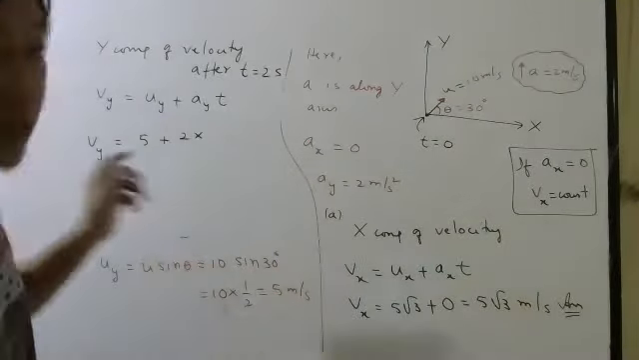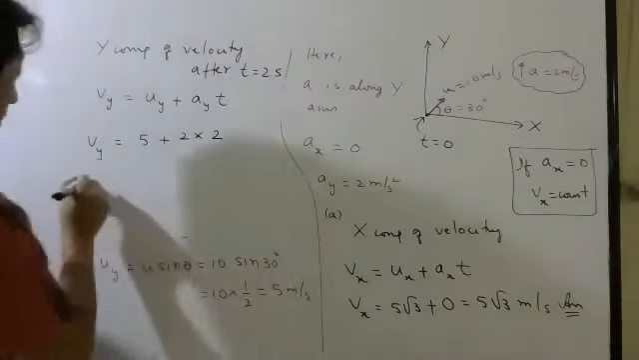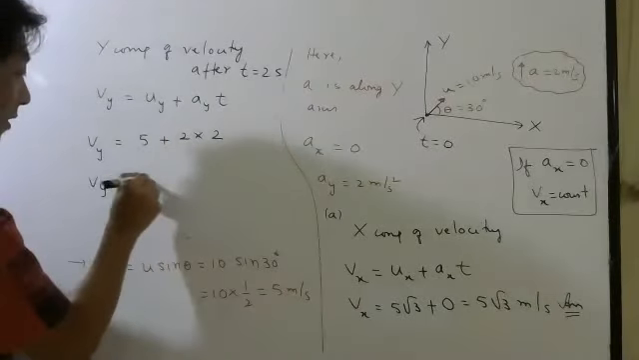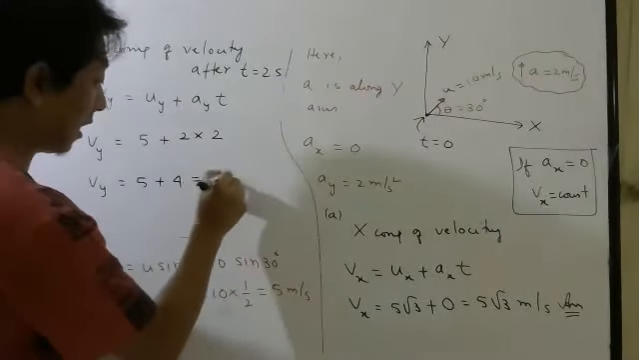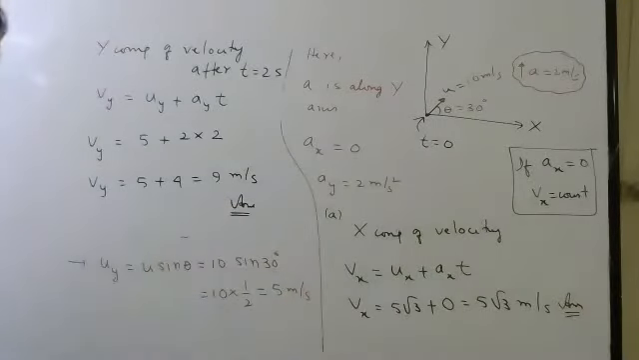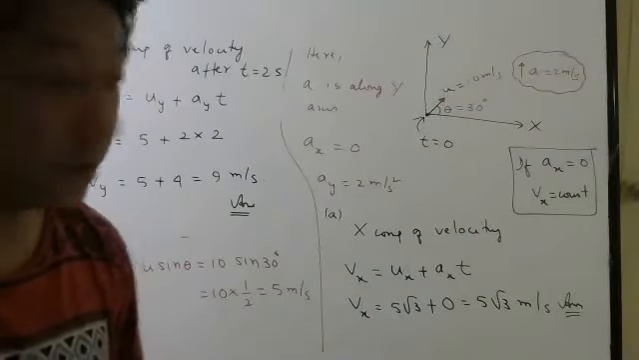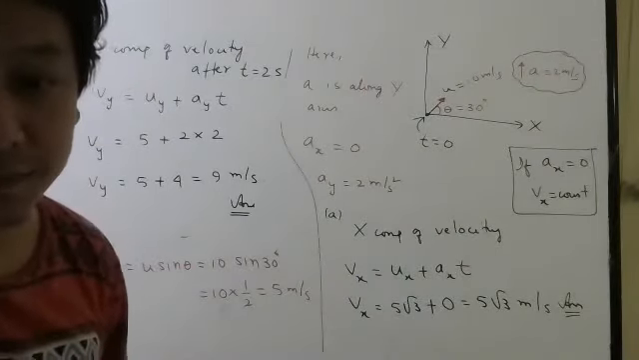What is the time taken? After what time they told? 2 seconds, right? So Vy will be 5 plus 4, 9 meters per second. This is the second part of the answer, okay?